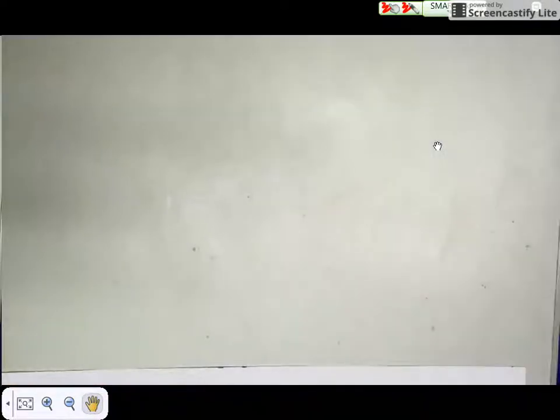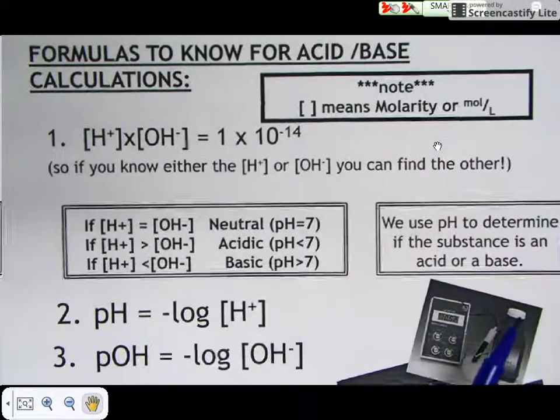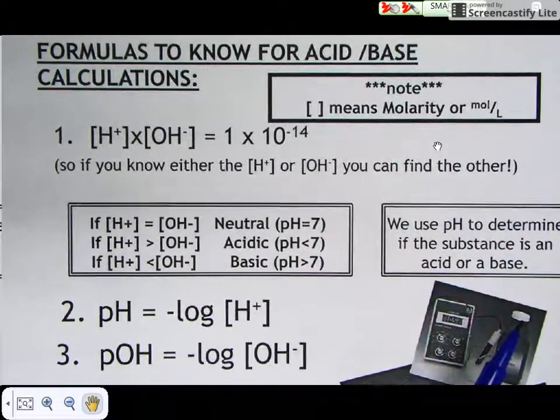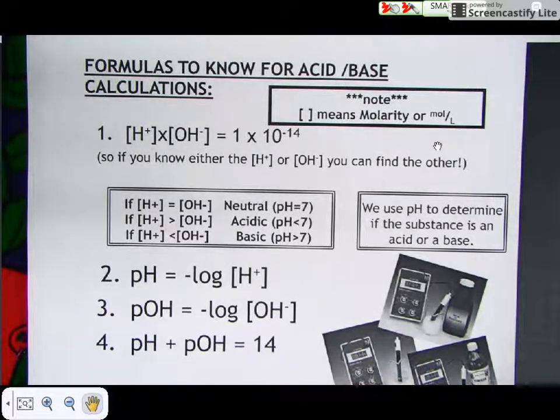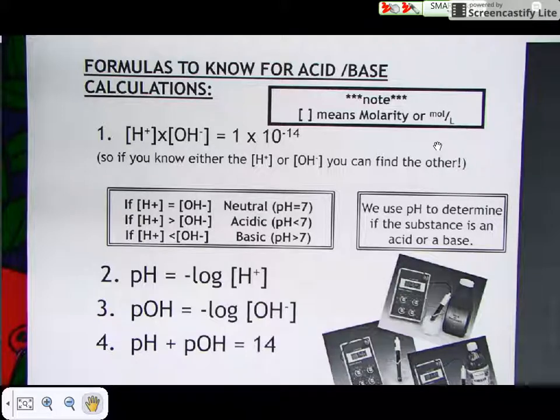There are some formulas that you need to know to perform pH calculations. There are 4 formulas actually. So my last slide here has the 4 formulas on it. You might need to pause this video here to get all 4 copied down.